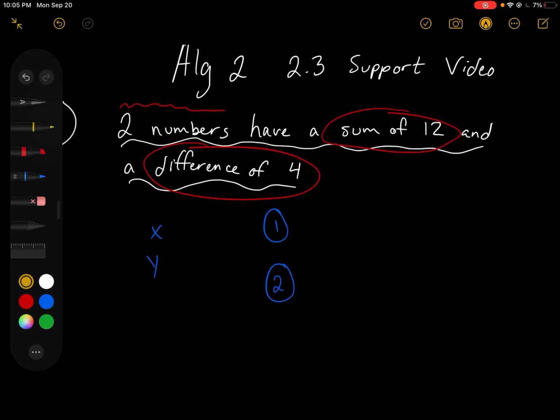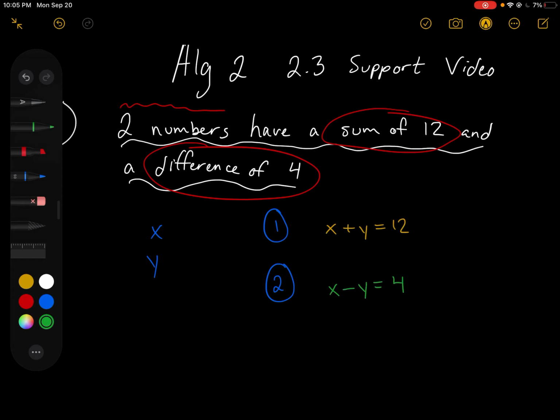So let's say they have a sum of 12. That means x and y together must equal 12. And then secondly, they have a difference of 4. So if we subtract them, we should find that they equal 4.